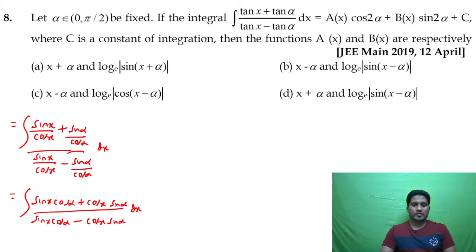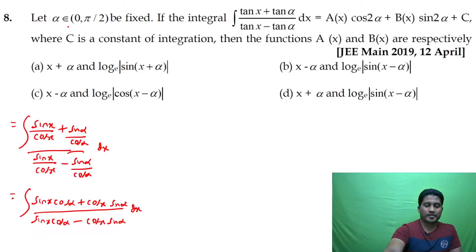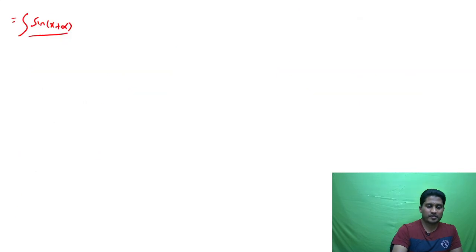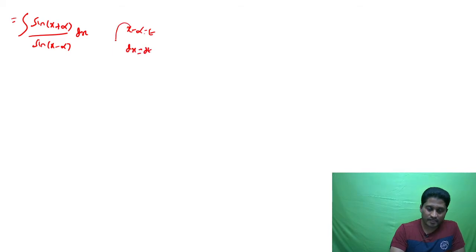Okay, so the numerator becomes sin a cos b plus cos a sin b, that is equal to sin of a plus b, sin of x plus alpha. The denominator, sin a cos b minus cos a sin b, is sin of x minus alpha. Okay, so I'm going to put x minus alpha equal to t. You get dx is equal to dt, and from here I get x is equal to t plus alpha.